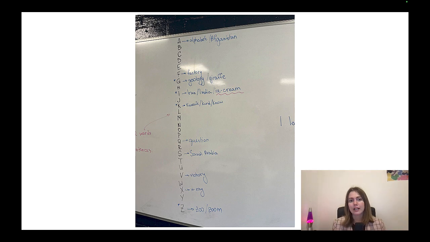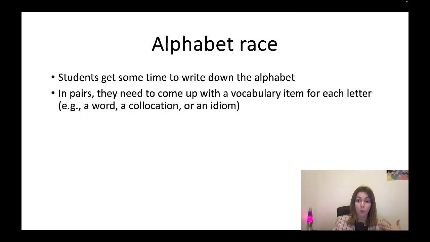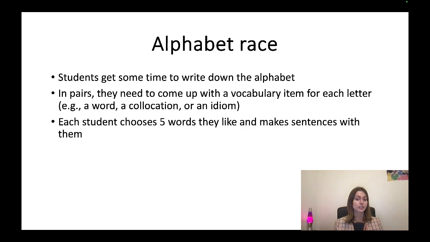So as you can see, the alphabet is there, and then some of the words are. This was after we kind of addressed the letters where some of the students struggled with finding the right words. On the board, I didn't have all the words, but on their papers, they had all 26. So there you go. Once that's done, they now need to choose 5 words and make sentences with those words.